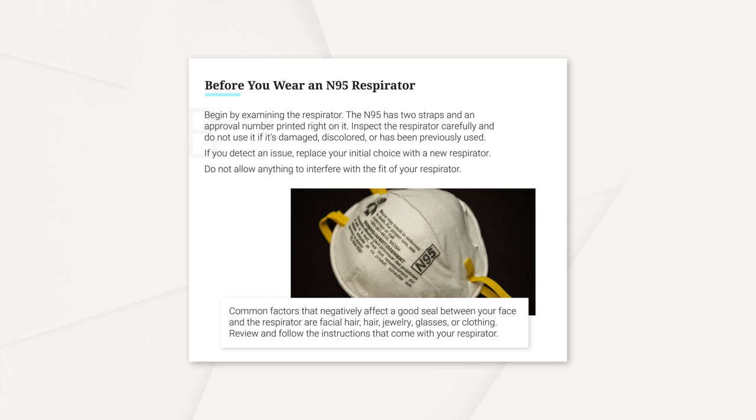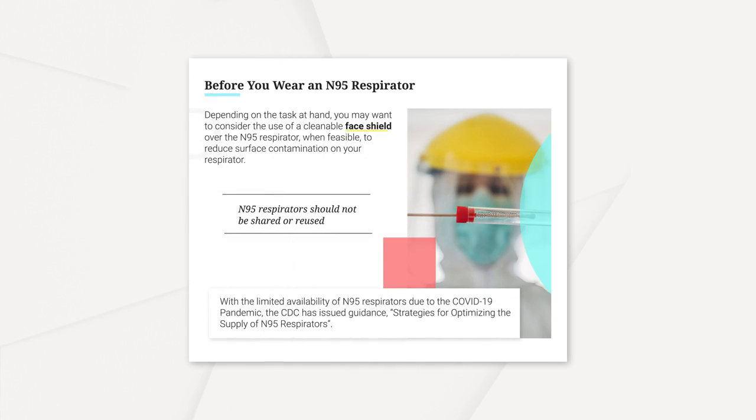Do not allow anything to interfere with the fit of your respirator. Common factors that negatively affect a good seal between your face and the respirator are facial hair, jewelry, glasses, or clothing. Review and follow the instructions that come with your respirator. Depending on the task at hand, you may want to consider the use of a cleanable face shield over the N95 respirator when feasible to reduce surface contamination on your respirator. N95 respirators should not be shared or reused.